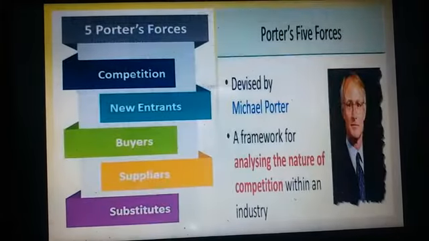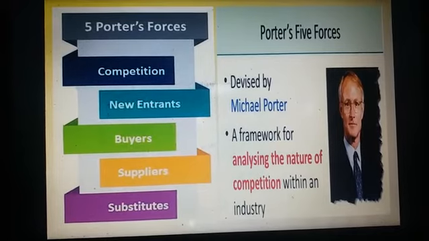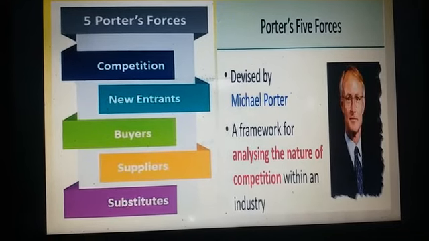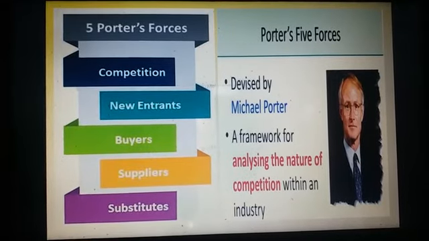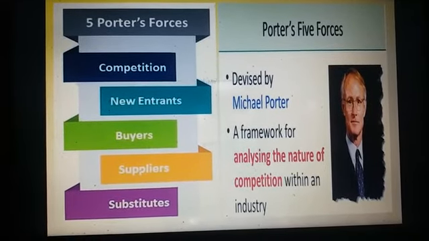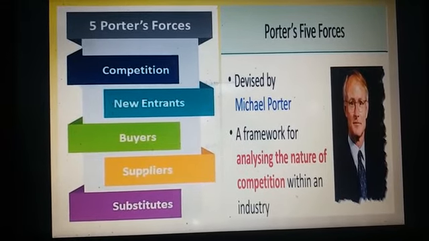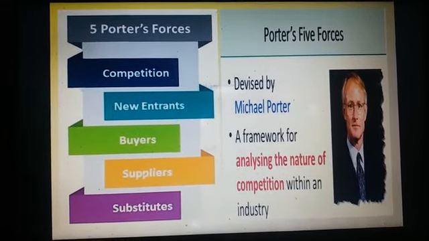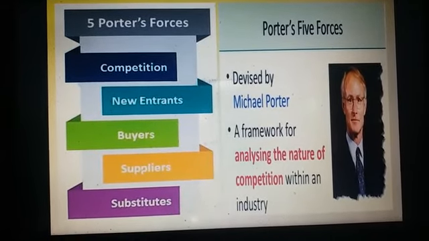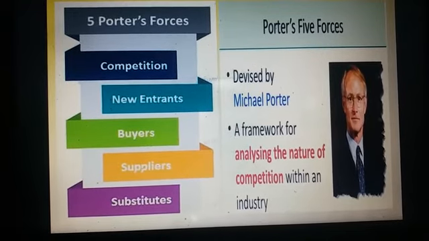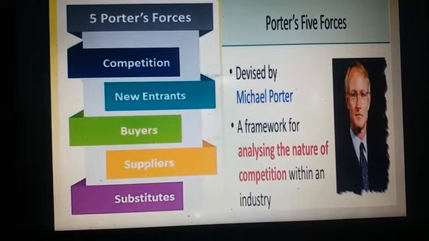Moving forward, Porter's five forces. The five forces model was developed by Michael E. Porter to help companies assess the nature of an industry's competitiveness and to develop corporate strategies accordingly. Michael E. Porter was born on May 23rd in the year 1947. He is an American academic known for his theories on economics, business strategy, and social causes.